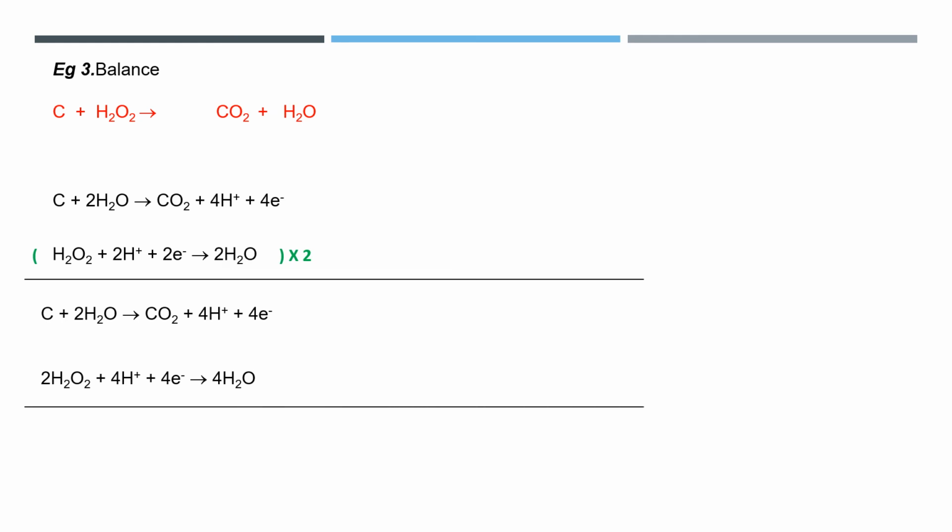Cancel everything that is common on both the sides. This time the H plus will all cancel out and the electrons will all cancel out. And then we have 2 moles of water cancelling with 2 moles of water here, and you'll be left with 2 moles of water. So when you bring everything down, we will have carbon plus 2 moles of hydrogen peroxide, giving you carbon dioxide plus 2 moles of water. So students, I hope you have learned how to balance a redox equation in the acid medium.